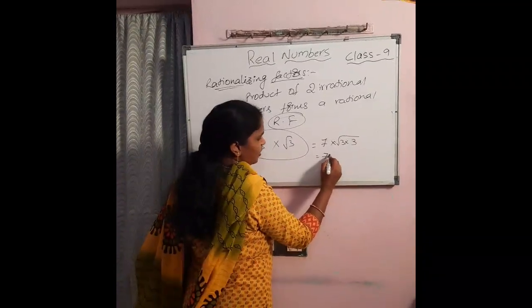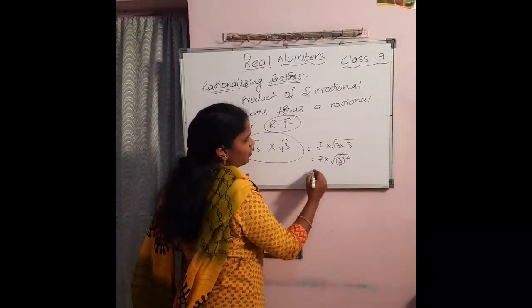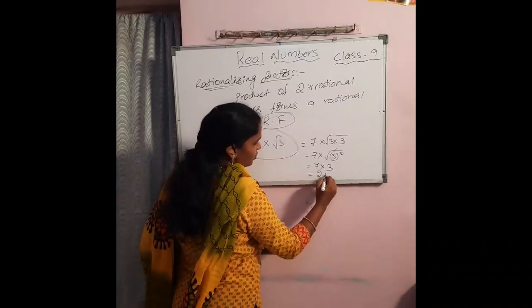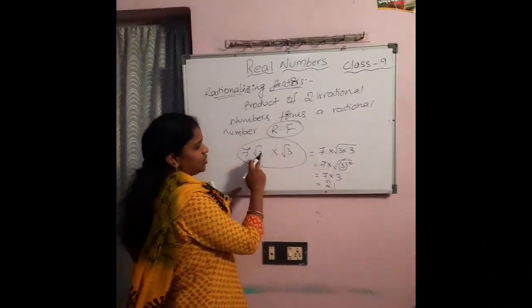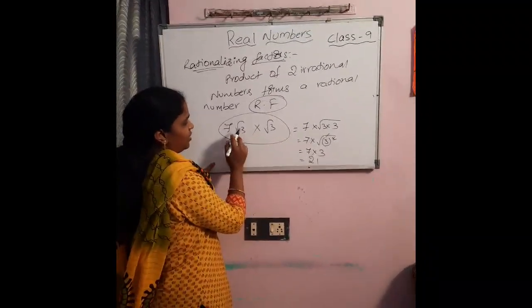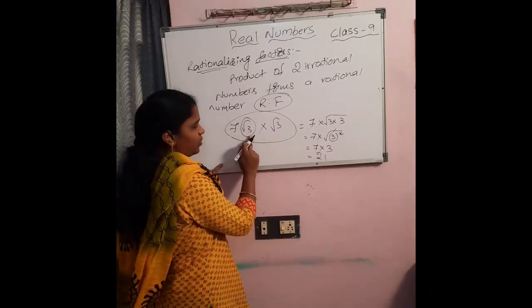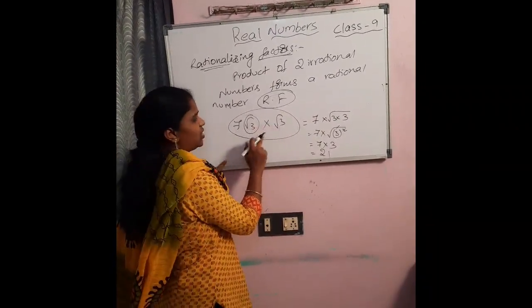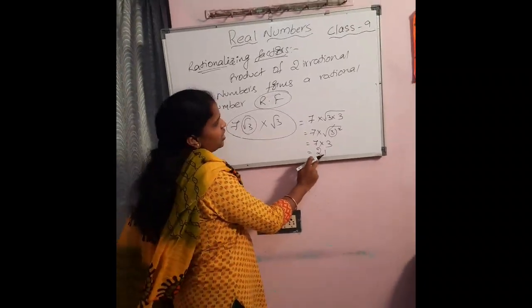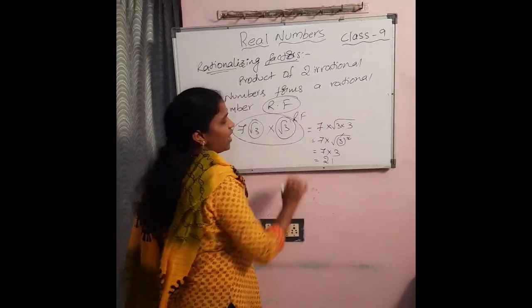root 3. So 7 into root 3 whole square I can write. So square and root will be cancelled. 7 into 3, 7 3s are 21. If you observe, in 7 root 3, root 3 is an irrational number and 7 is a rational number. I multiplied the irrational number with one more irrational number, root 3, so that the result becomes a rational number. So root 3 is called a rationalizing factor here.